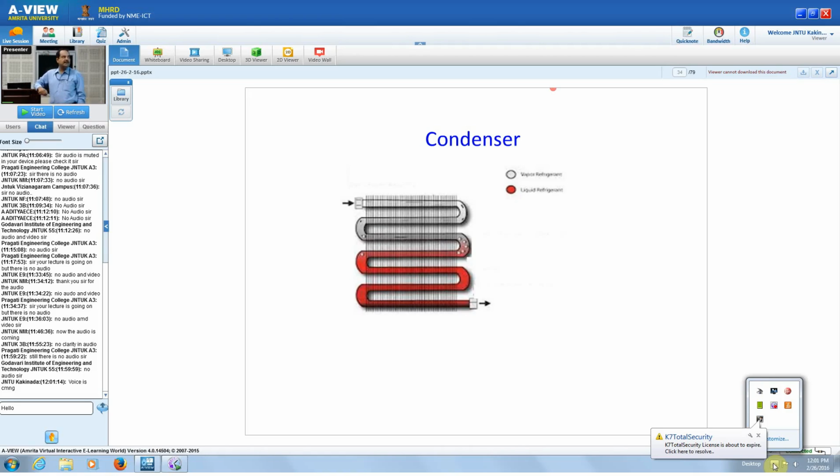We will discuss that, why it is. So, the white is the vapor refrigerant and the red one is the liquid refrigerant. Next.